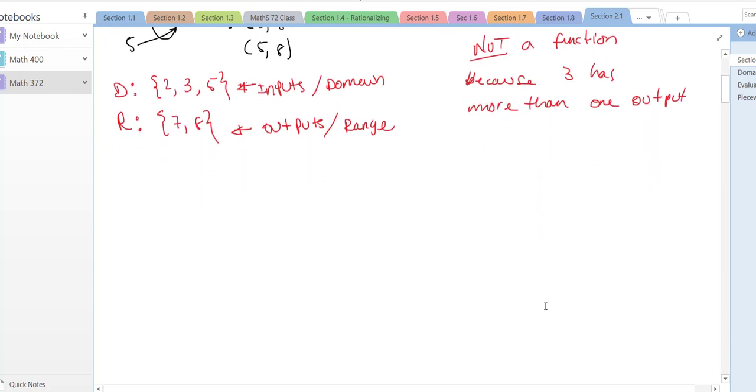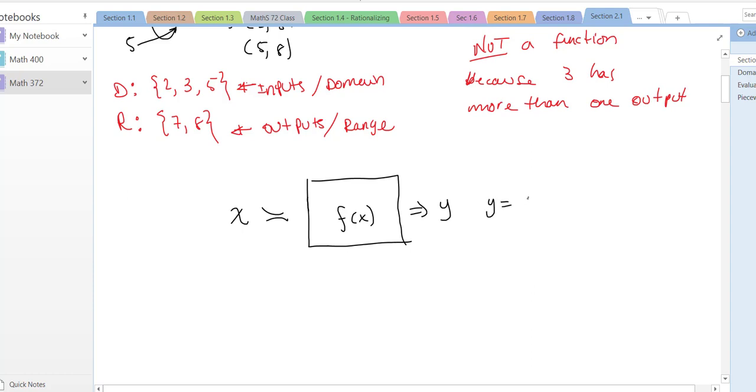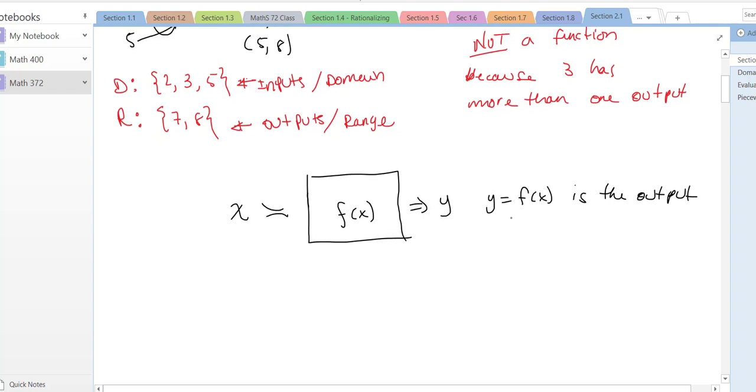And so when we have a function, usually you'll see a little function machine. So if you have x and then it goes into a function machine of sorts, we'll call it f of x, then the output that comes out is your y. So y equals f of x is the output. So let's explore some functions.